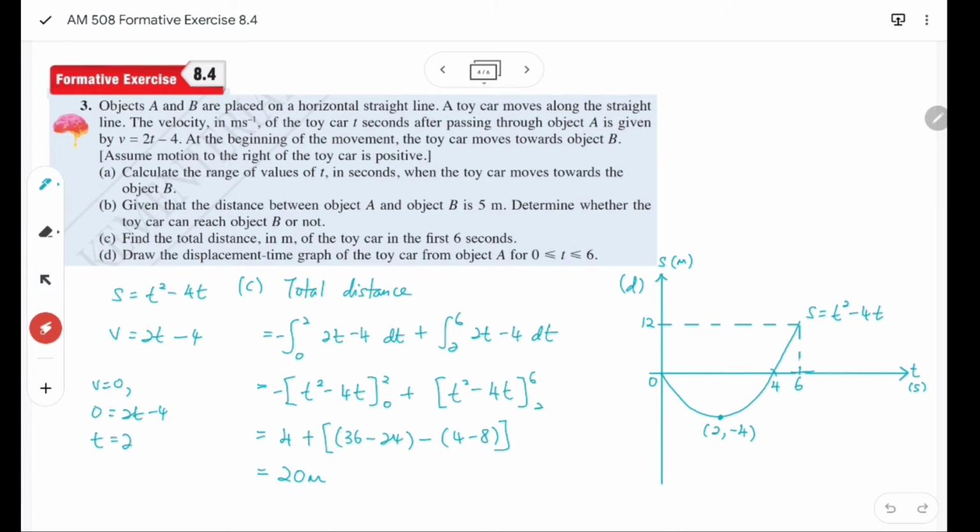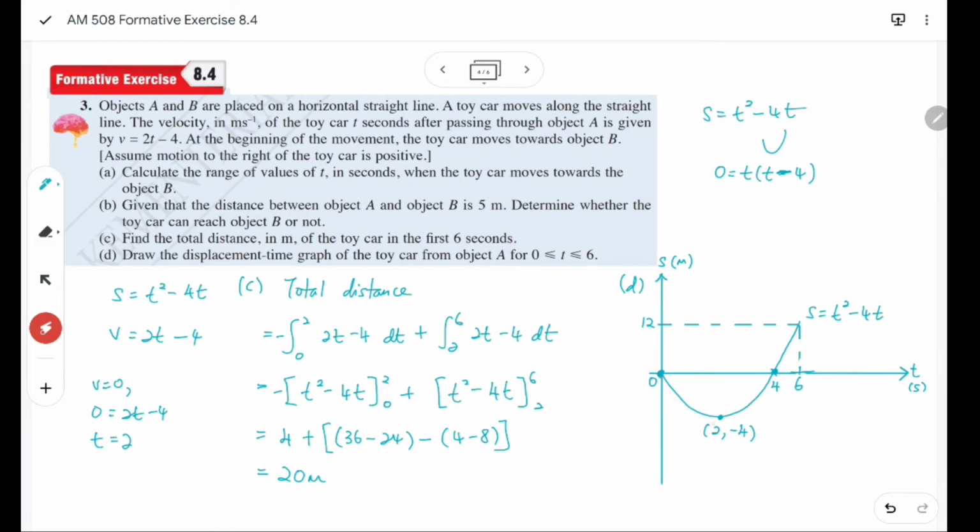D. Draw the displacement-time graph of the toy car from object A for the time interval from 0 to 6. The displacement function is s equals t squared minus 4t, and we analyze this function. We have a smiley face shape because of positive t squared, and when s equals 0, we get t equals 0 and t equals 4. Therefore, we have two roots, t equals 0 and t equals 4. So, we can put our smiley face into our axes, and we get this.